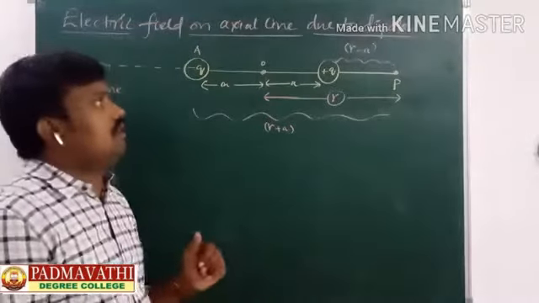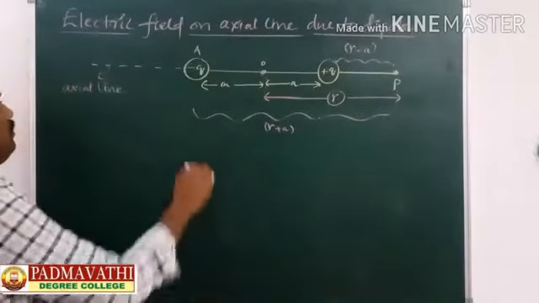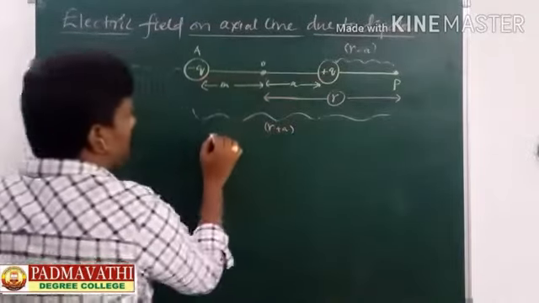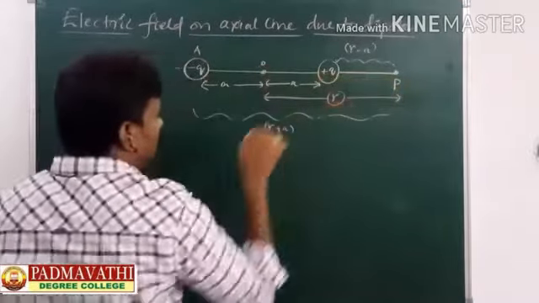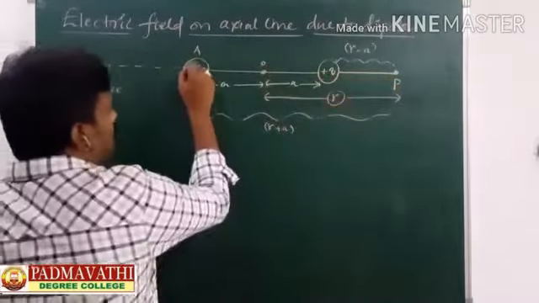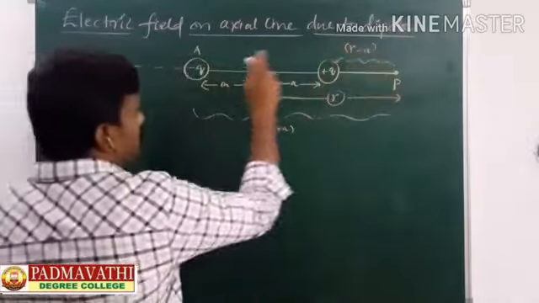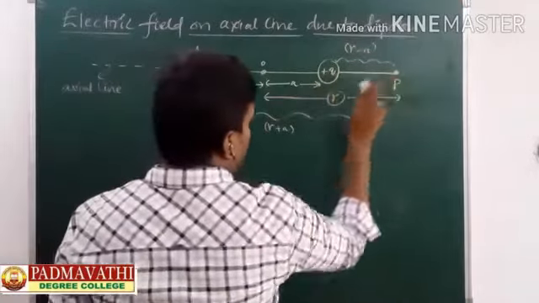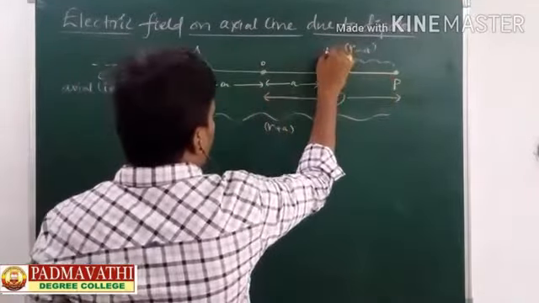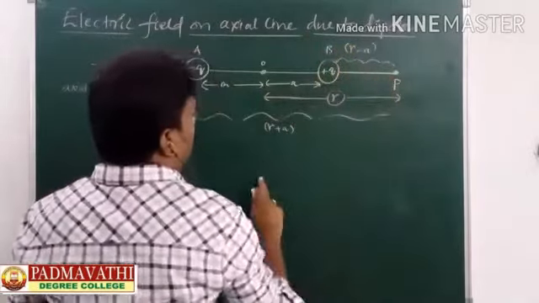Before going to that, we have to understand some distances. This is 2a, and from the dipole midpoint, point P is at a distance r. The distance between A, that is minus Q, and P is r plus a. And this is point B, and BP will be r minus a.